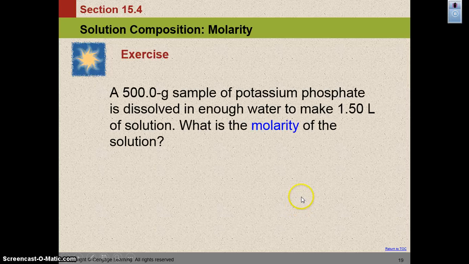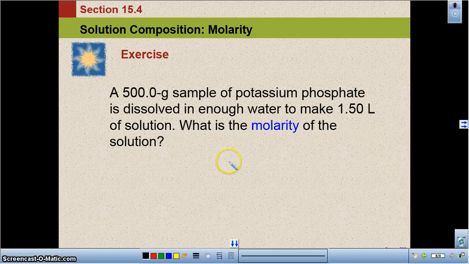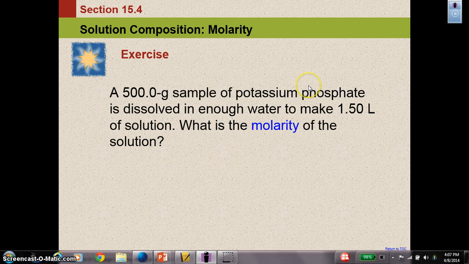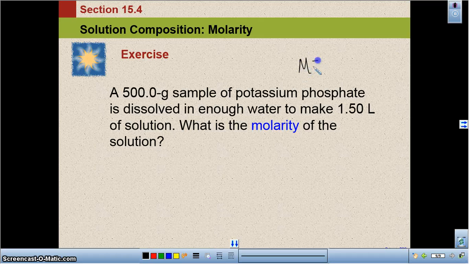Do another exercise. Okay, it says a 500 gram sample of potassium phosphate is dissolved in enough water to make 1.5 liters of solution. What is the molarity of the solution? Okay, let's first of all remember that molarity equals moles over liters. And we're given a 500 gram sample of potassium phosphate, which the formula is K3PO4, so here naming comes back into play, and is dissolved in enough water to make a total of 1.5 liters of the solution. So in order to calculate the molarity, it's no big deal, but I have to know the number of moles, and what I have is grams. I can go ahead and fill in my liters here, 1.5 liters.